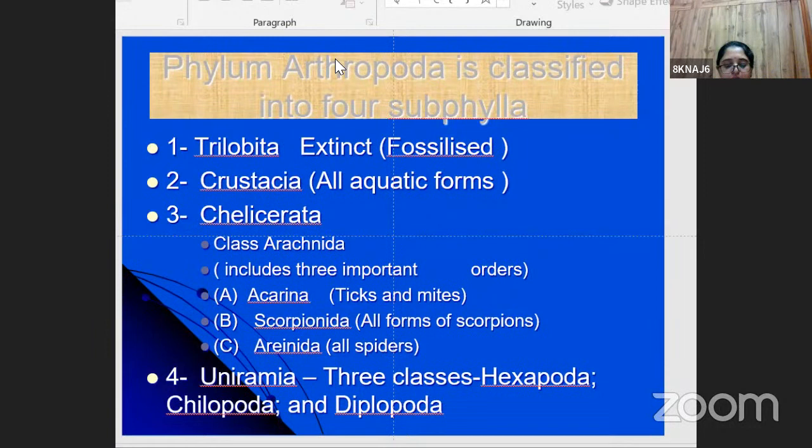Now we are coming to the fourth subphylum, that is Trilobitomorpha. Again, they are an extinct group. They used to be abundantly present in the Paleozoic era, and they were highly evolved during the Cambrian and Ordovician periods. By the Carboniferous era, they all became extinct. The body is oval, dorsoventrally flattened, having head, thorax, and pygidium. The head has a carapace or cephalic shield, and the elevated region of the carapace is known as the glabella.